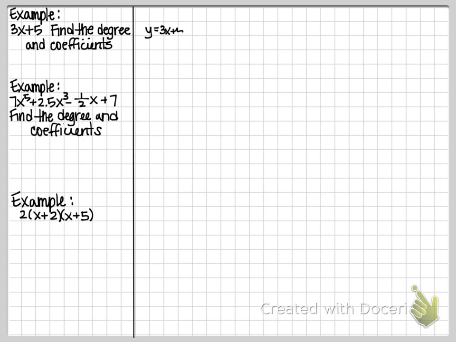So I would go ahead and rewrite it as y equals 3x plus 5. So I'm still keeping the 3x plus 5. I'm just going to attach a y to it. It's not necessary. It just makes me feel more comfortable.